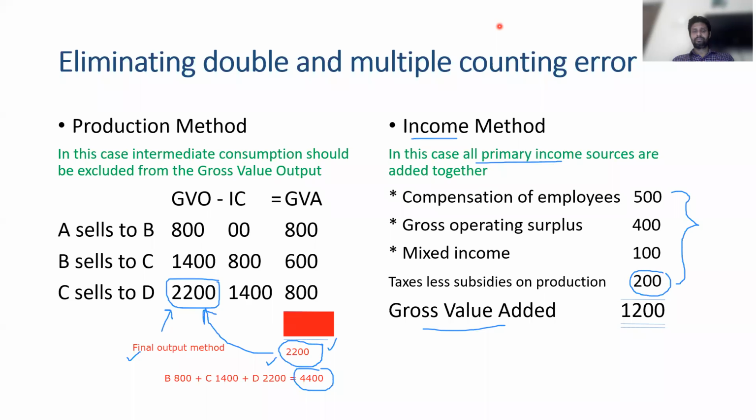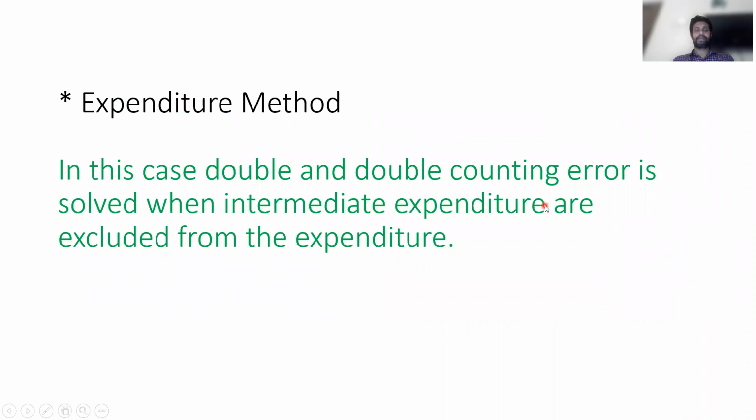After this one, the expenditure method. Here, the double counting error is overcome when intermediate consumption expenditure is excluded. Simply, the things they use for production as intermediate goods should be excluded. So only final consumption expenditure is considered there, as well as transfer expenditure. Transfers should be avoided. It is not a productive event. It should be avoided when the production method is calculated.